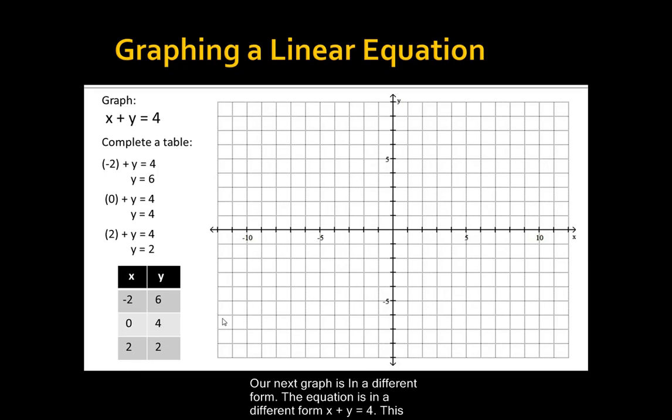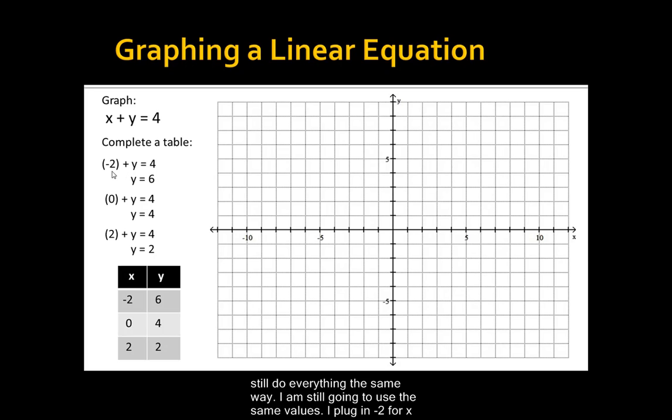Alright, our next graph is in a different form. The equation's in a different form. X plus y equals 4. And this was called standard form, where we have ax plus by equals c, where x and y, in this case, have coefficients of 1, so they don't have numbers in front of them. But that's called standard form. We still do everything the same way.